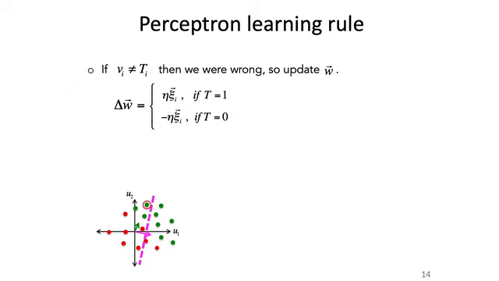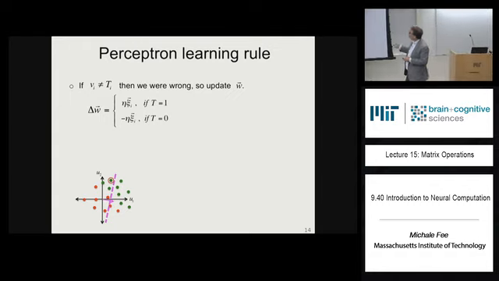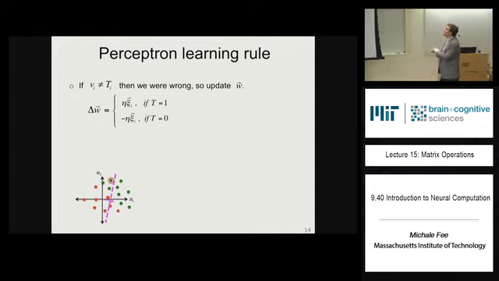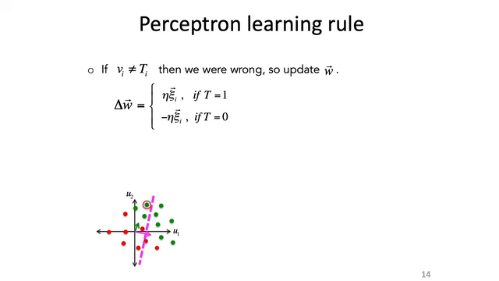Okay, so let's put in this input right here. You can see that the correct answer is 1, but the network is going to give us a 0. So what do we do to update the weight vector? If the output is not equal to the correct answer, then we're wrong. So now we update W.